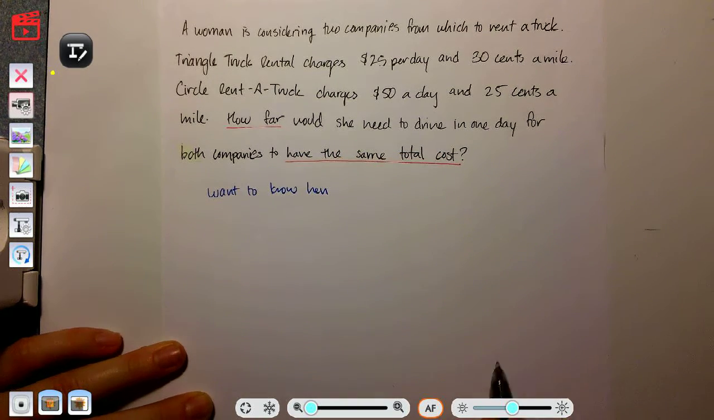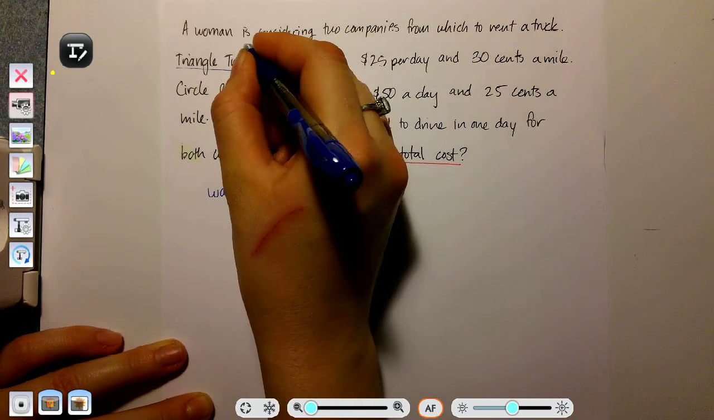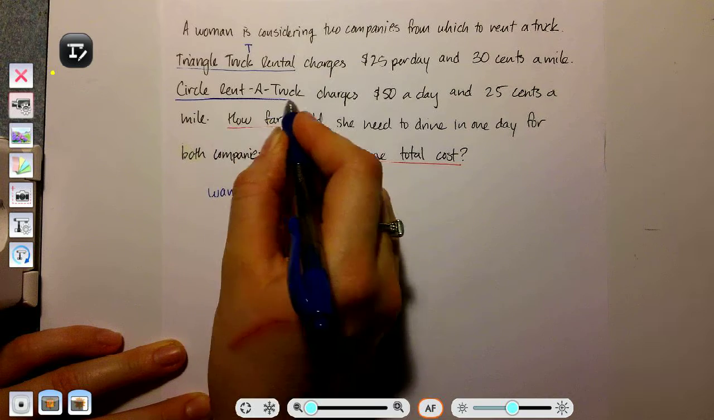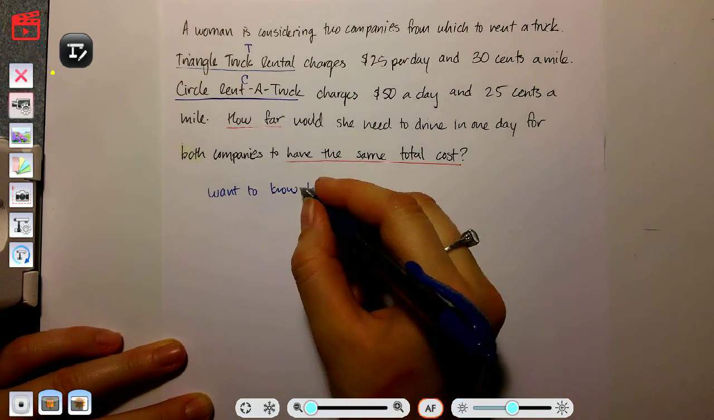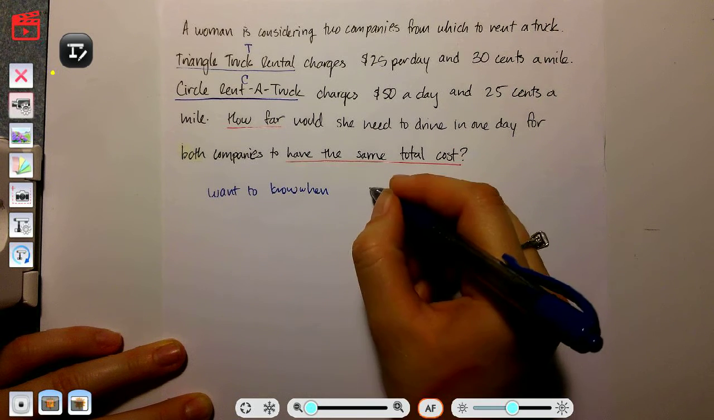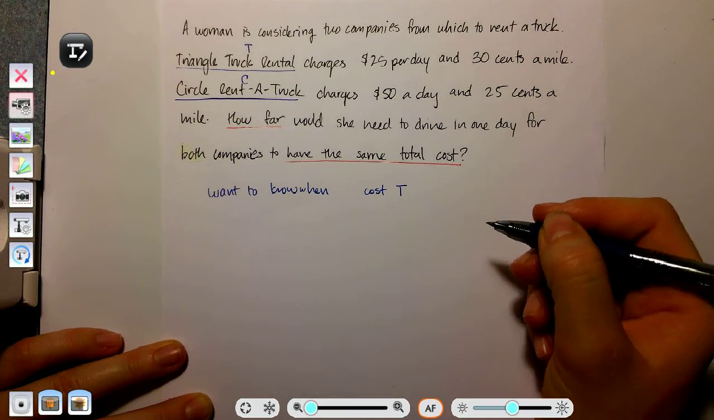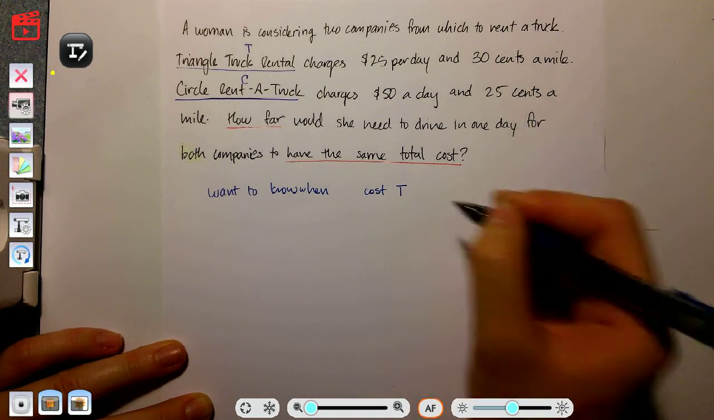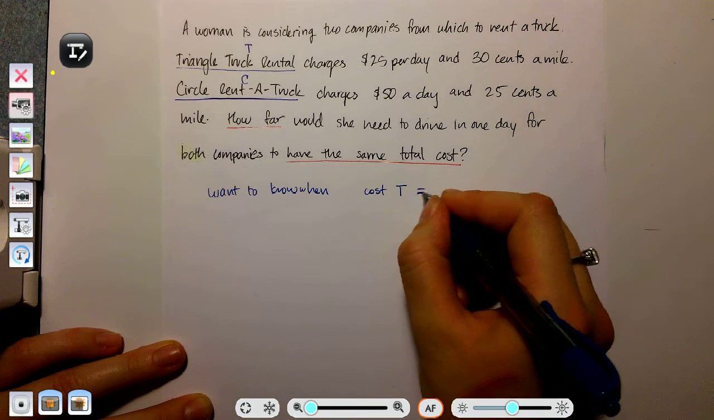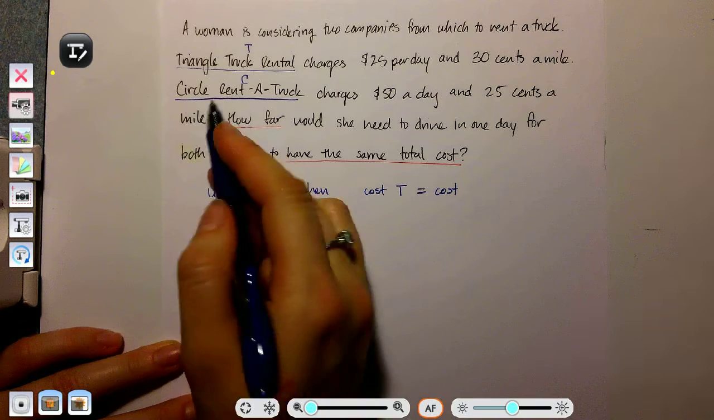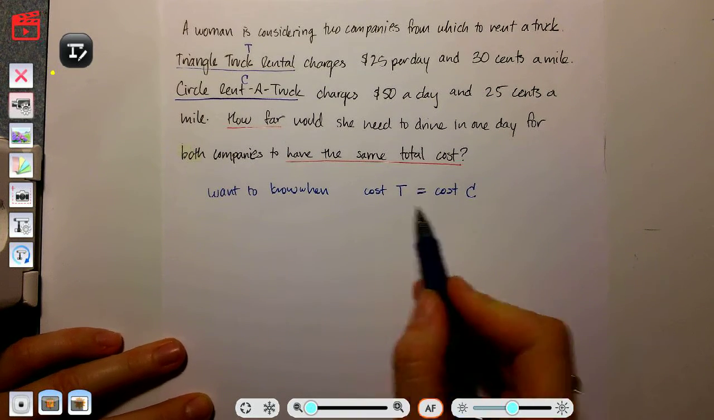when, and what I'm going to do is I'm going to call Triangle Truck Rental, let's call that company T, and Circle Rental, let's call that C. So we want to know when the cost of this truck rental is going to be the same. And what is the same in math? The same? That's equal. So when is the cost of T equal to the cost of Circle Rent-A-Truck, or what I said was C? So we want to know when these two are equal to each other.